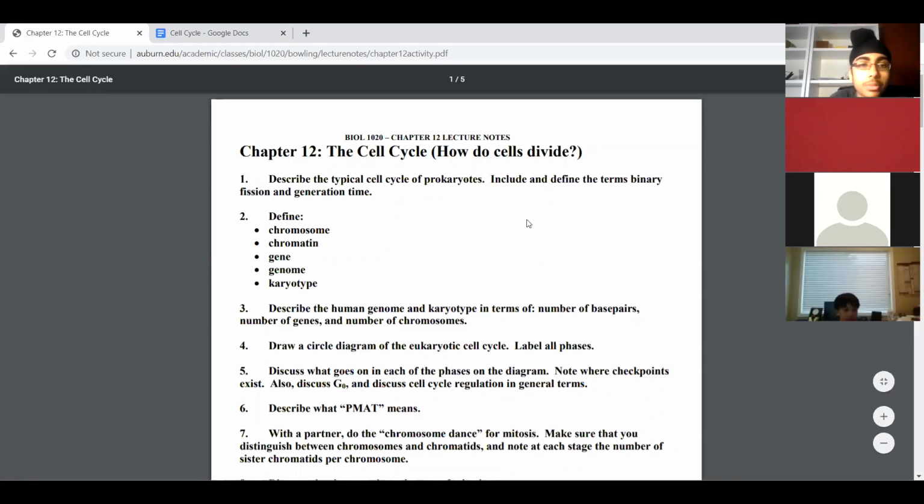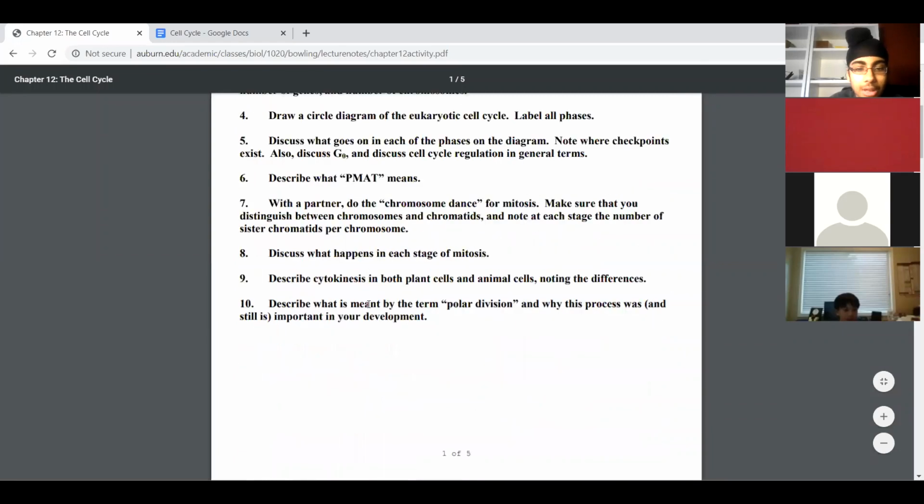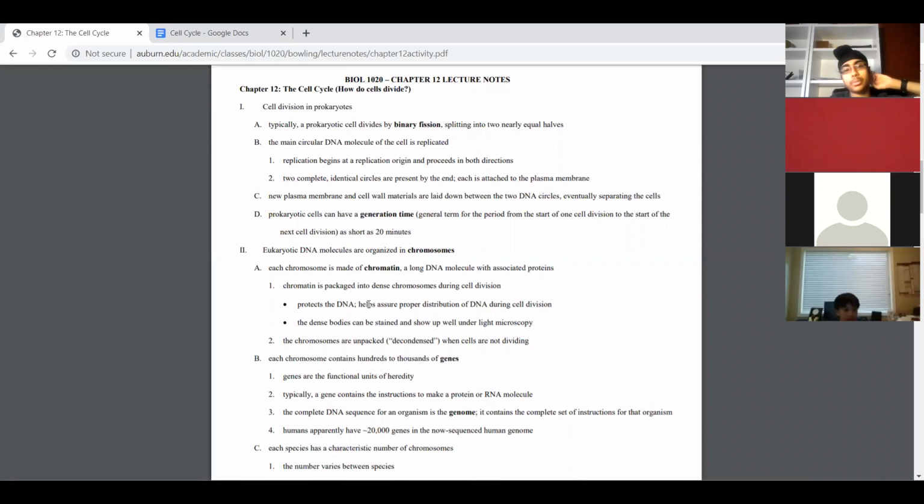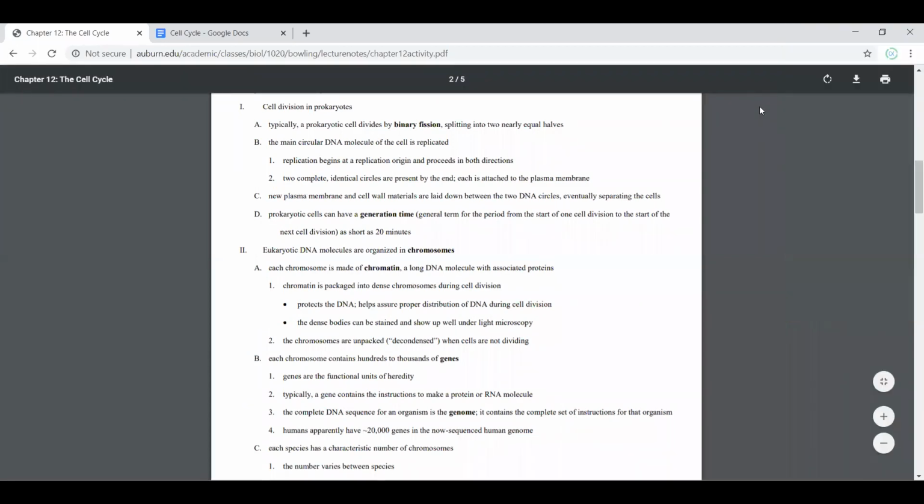So what we're going to be doing is discussing the cell cycle, or just how cells divide. Okay, so we have to talk a little bit about background. First, we're going to talk about prokaryotic cells instead of eukaryotic cells. Prokaryotic cells divide by what's called binary fission. Binary fission is just splitting the cell equally into two halves.